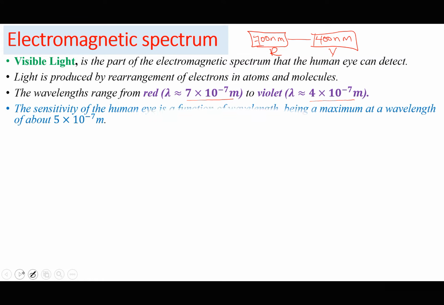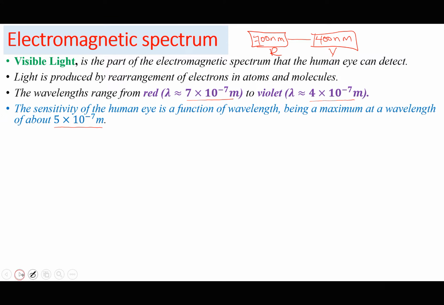However, the sensitivity of the human eye is a function of wavelength, being a maximum at a wavelength of about 5 times 10 to the power of -7 meters. You notice that 5 times 10 to the power of -7 is almost the average of 7 times 10 to the power of -7 and 4 times 10 to the power of -7. The sensitivity of the human eye is a function of wavelength, and it has its maximum at an average of the wavelengths of all the 7 colors.